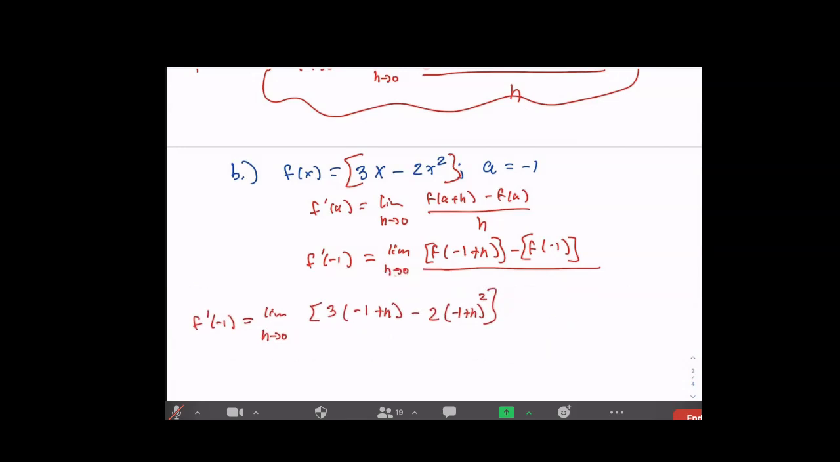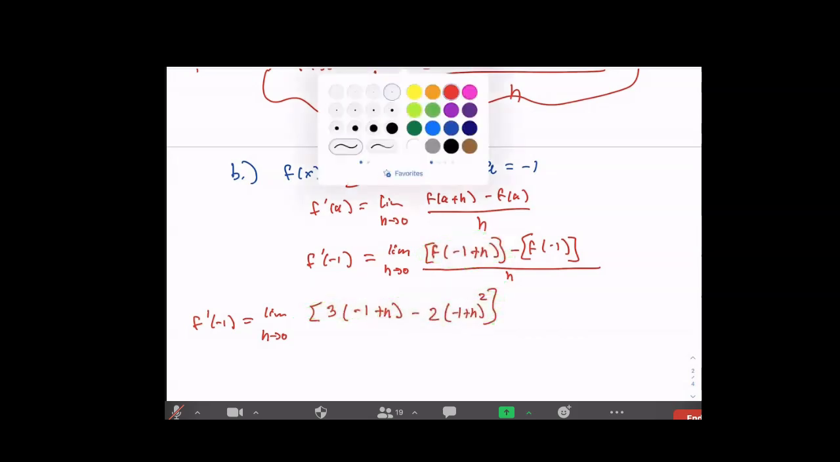Next. So what we just did, over h, is we took care of this part right here. So we did this, and that is this part right here. That's what we've taken care of so far. So that's f of negative 1 plus h. I guess I could use the colors here to do that. So this is this. All right, now we need to do the other part of the problem though.